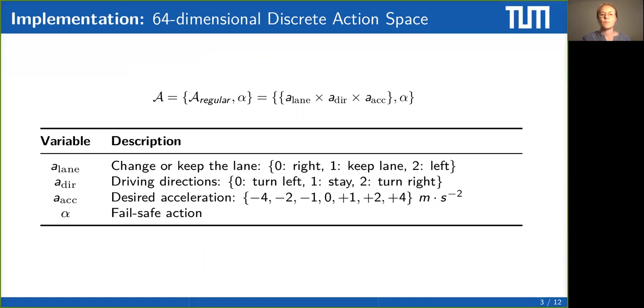So we have here a 64-dimensional discrete action space, where the regular actions are constructed in a combinatorial way. So we have one dimension that indicates how this agent behaves with respect to lane or lane changing. Then one is how the agent behaves at the next intersection. Well, does it turn left or right or stay driving straight ahead? And then along these different reference paths that are basically identifiable from the first 2 actions, the agent can choose between different desired driving accelerations. And finally, we also have the fail-safe action as additional action in our action space.